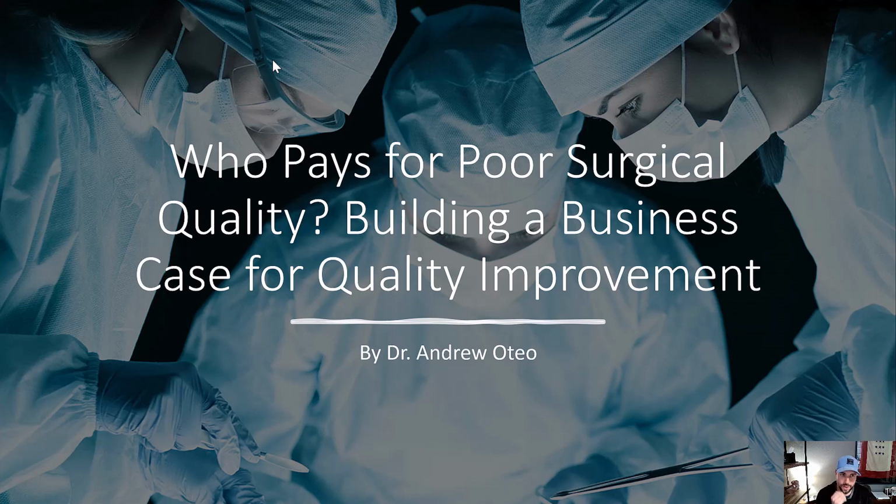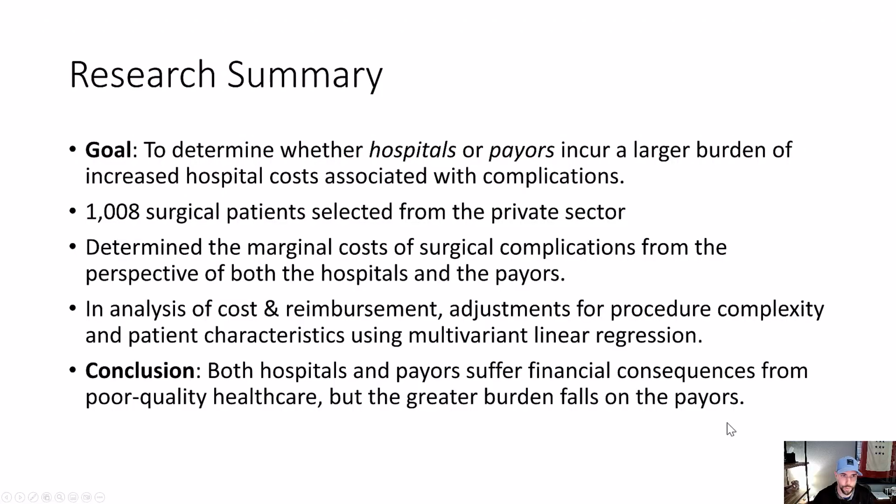We're going to talk about the research article, Who Pays for Poor Surgical Quality? Building a Business Case for Quality Improvement. So this was an interesting article. It went through the goals and the expectations of whenever there's complications with a surgical case, there's going to be more costs associated. It's going to cost more money for that procedure. And they broke it down with whether the hospitals or the payers are more responsible with this, or what are the incentives for reducing those costs.